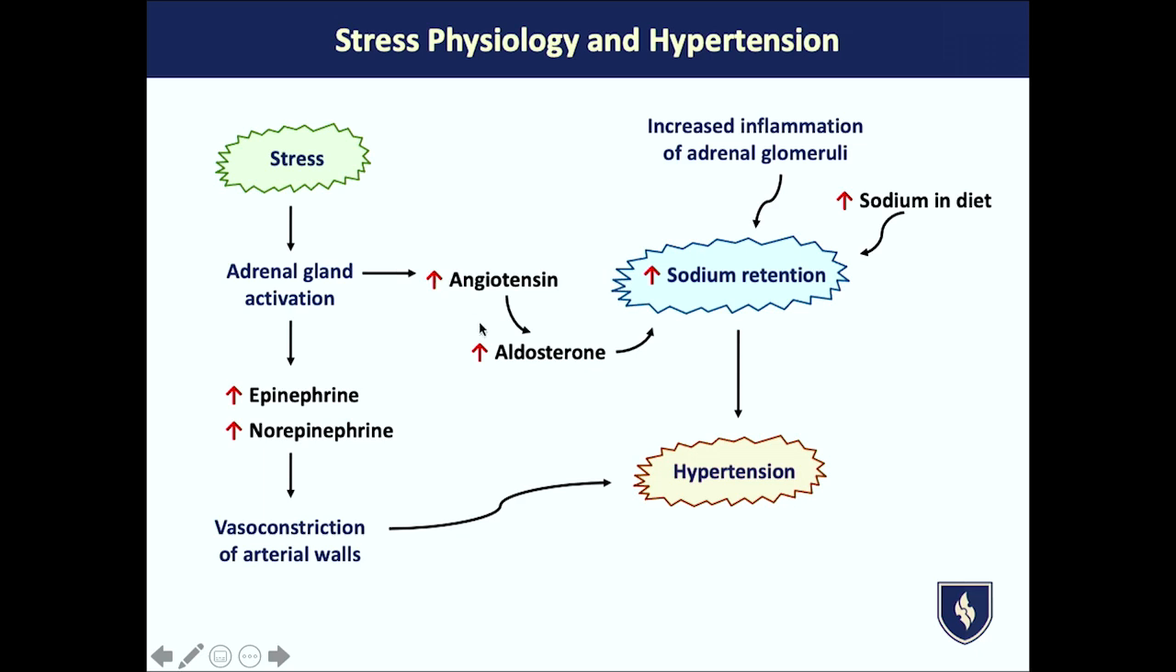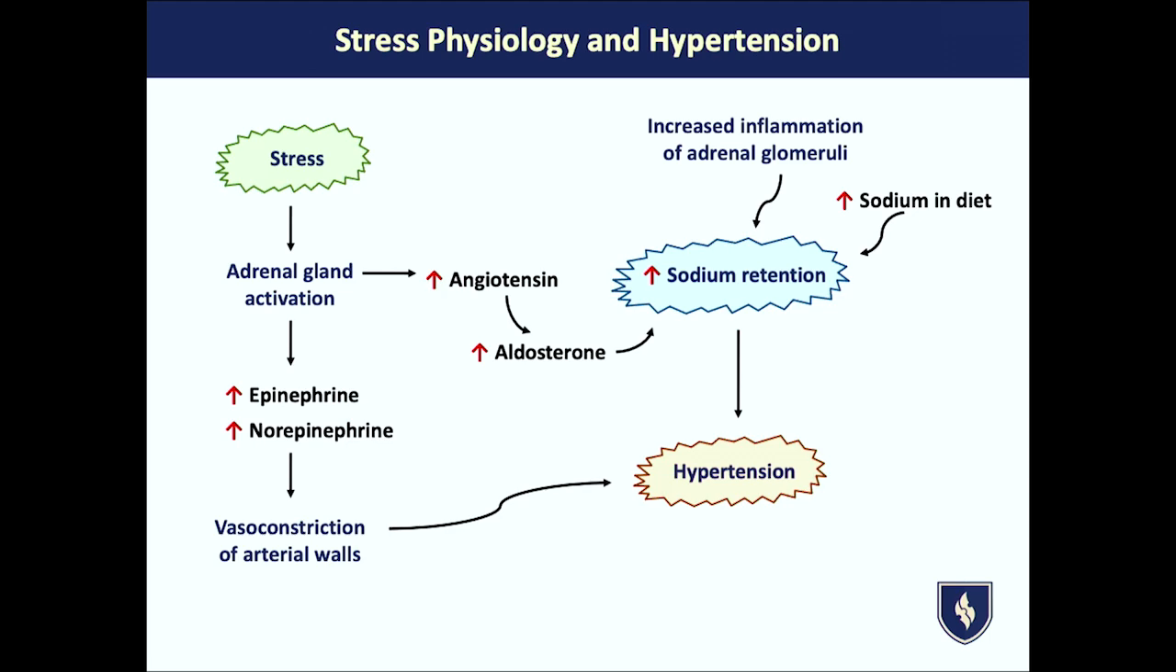So stress itself is without question an activator of this angiotensin system. Stress activates the adrenal glands. Adrenal gland activation activates angiotensin. You get aldosterone, you get sodium retention. High salt in the diet contributes to this. And there are some recent studies that show that once the glomeruli in the kidneys get inflamed, they become much, much more sensitive to high sodium in the diet. So inflammation in the glomeruli is one of the main reasons people become more sodium sensitive as they get older.